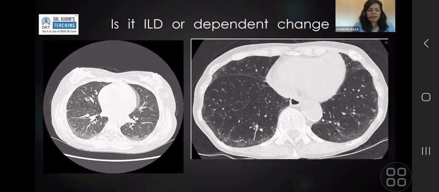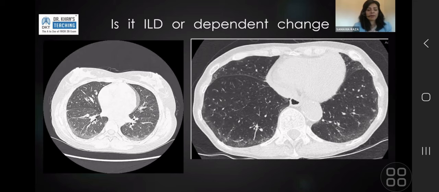The other thing ILD can mimic is dependent change. So if you look, especially in the acute inpatient setting, an unwell patient, a heavy patient, a patient who's been lying in bed for a long time because they're unwell for some other cause, if you CT them, it's very common to see dependent change. So dependent change by definition should be dependent. And with time and the number of scans you report and the number of years of experience you have, you get pretty confident calling it dependent change. And most of the time, we don't even notice it anymore.